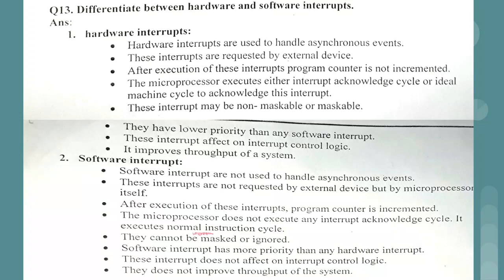The third difference is, after execution of a hardware interrupt, the program counter is not incremented. The value of the program counter will remain the same, but after a software interrupt, the program counter value is incremented. The next difference is, the microprocessor executes either an interrupt acknowledge cycle or an idle machine cycle to acknowledge a hardware interrupt, meaning it will stop the normal execution just to indicate that this particular type of error has occurred. But in case of a software interrupt, it does not execute any interrupt acknowledge cycle.